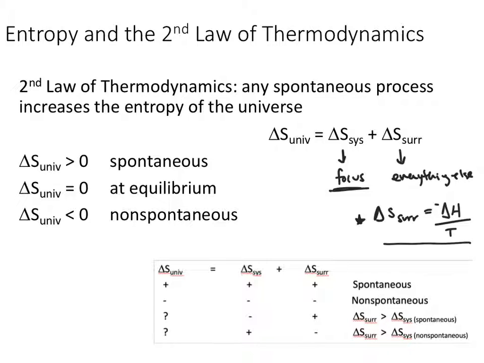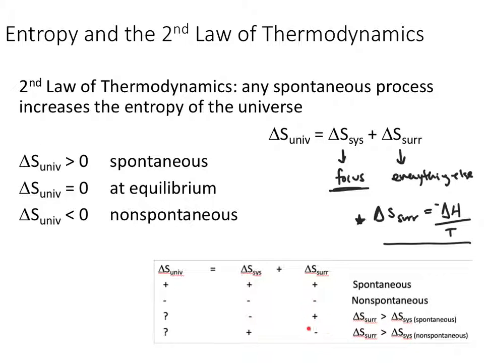Okay, now, analyzing spontaneous processes from this perspective of the universe's change in entropy. If the change in entropy is positive, it's spontaneous. If it equals 0, obviously we're at equilibrium. And if delta S of the universe is negative or less than 0, it's non-spontaneous. Okay, so depending on the relative values of our system and surroundings, if we have two positive values, our universe change will be positive, so we'll have a spontaneous process. If they're both negative, they're non-spontaneous.